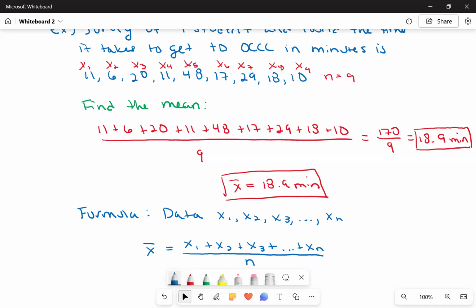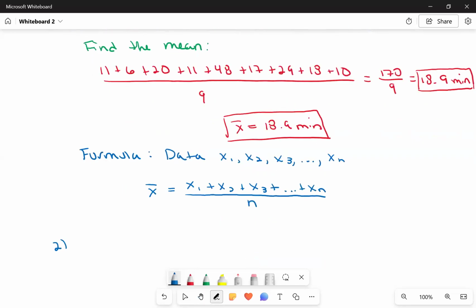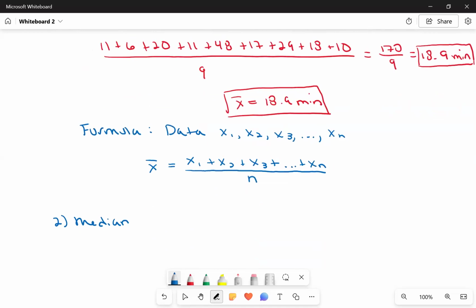Okay. Median, that is the second type of central tendency we'll look at. To find the median, you put the data in order. And what I mean by order is smallest to biggest, okay? To find the middle value.